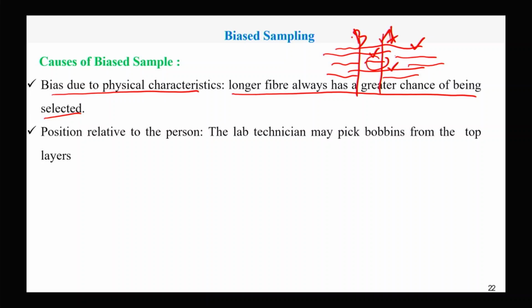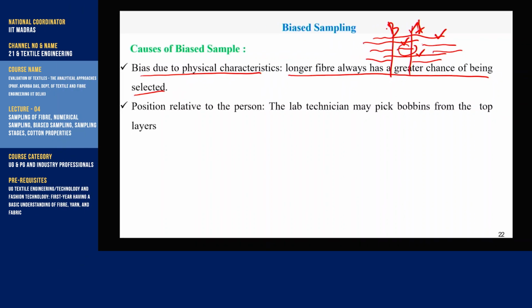Position relative to the person: the lab technician may pick the bobbin from the top. So there is a heap of, say, 1,000 bobbins. He is not trying to take the sample from the core or inside the heap. He will pick the sample from the top of the heap, and that will actually generate the biasness.